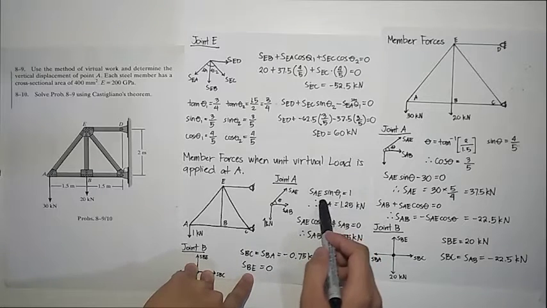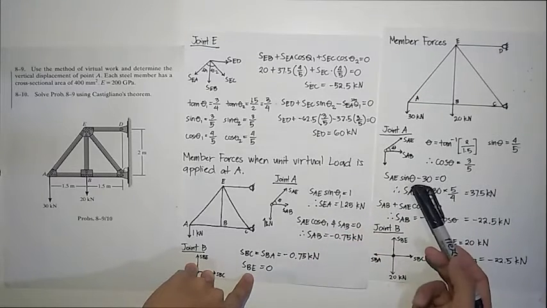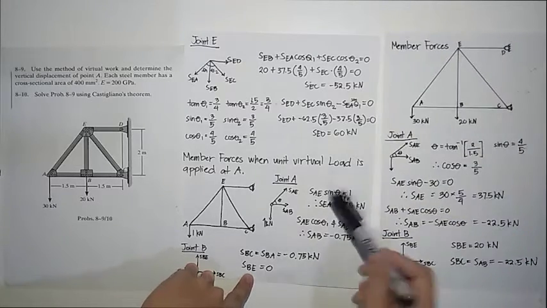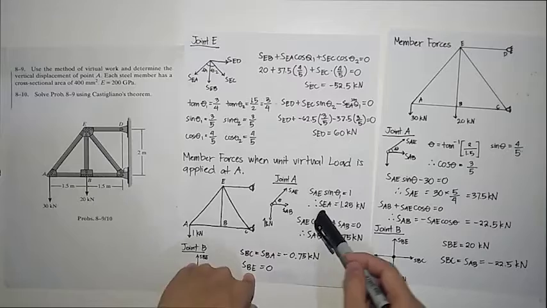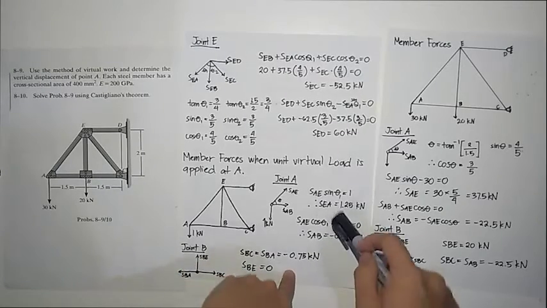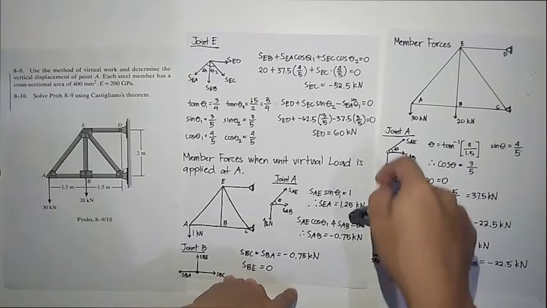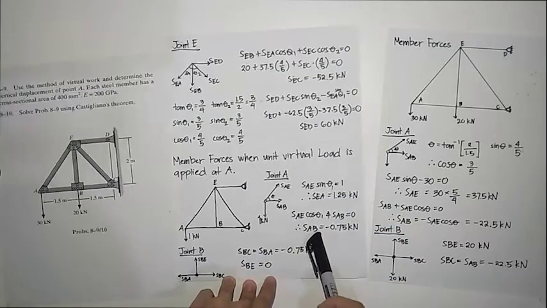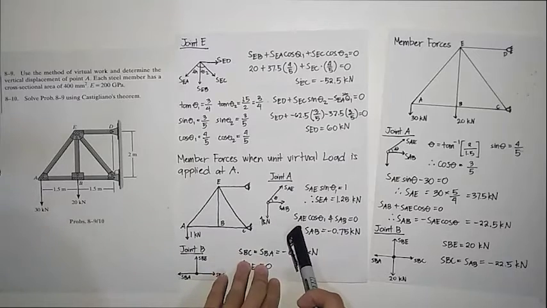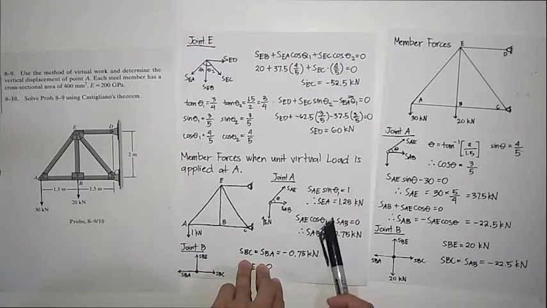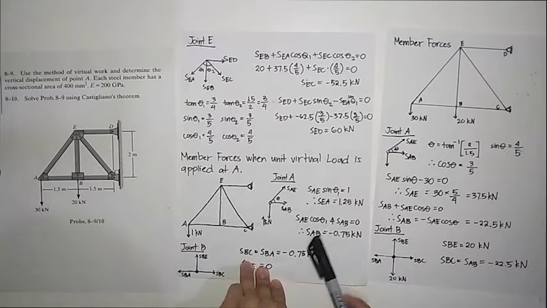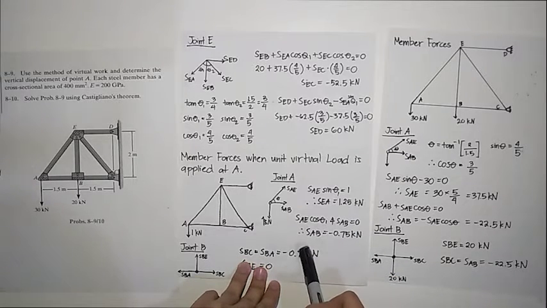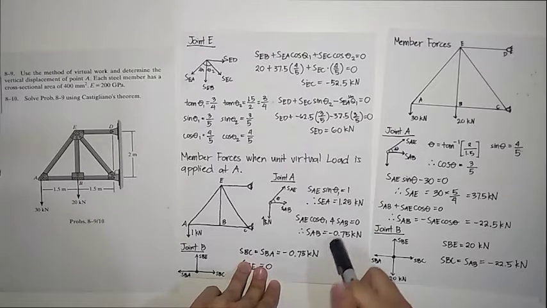So, SAE, the same pa rin yung kanina na ating ginamit na sin theta. Pero, hindi na equals to 0, kundi equals to 1. So, SEA now is equals to 1.25 kN. Sa susunod na naman, kukunin po natin ang SAB. Ang solution lang po ay SAE cos theta 1 plus SAB equals to 0. So, ngayon, ang SAB ay equals to negative 0.75 kN.